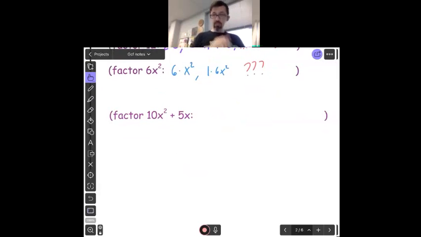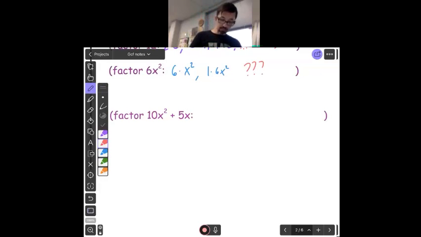All right, what about 10x squared plus 5x? What multiplies to be that? It's tricky. Sure, Jarrett. Kind of cheating, but yeah. 1 times anything is itself, sure.